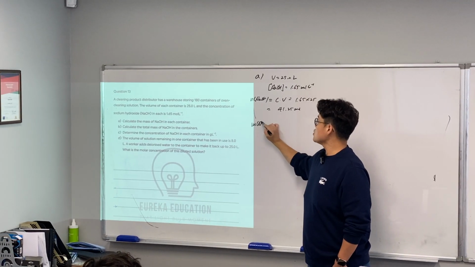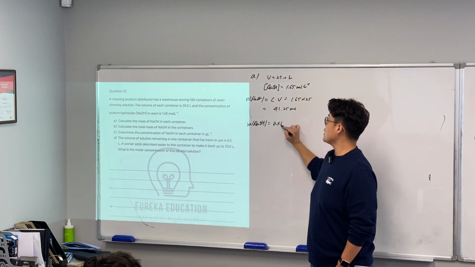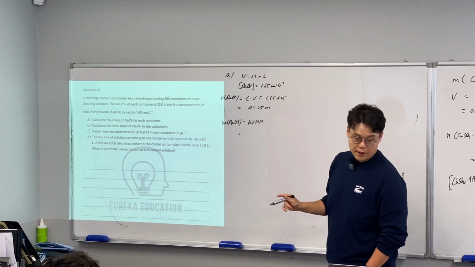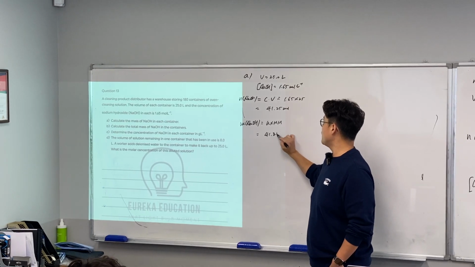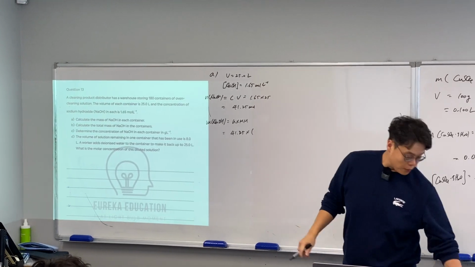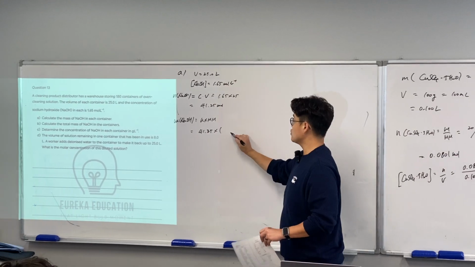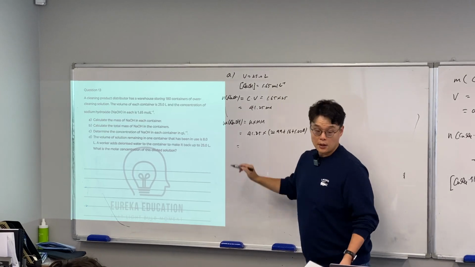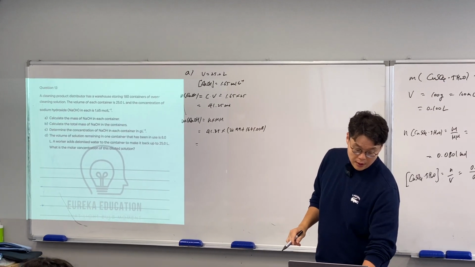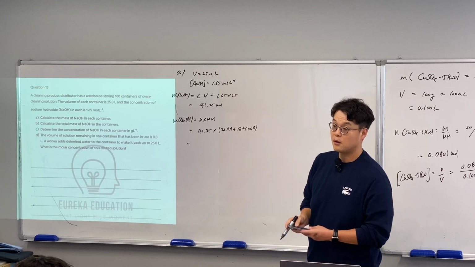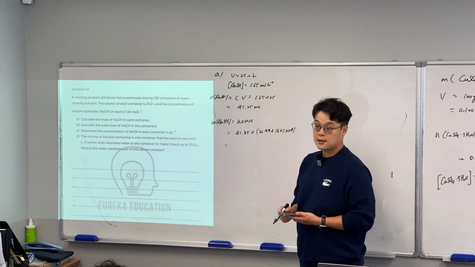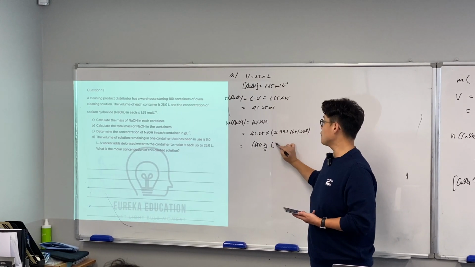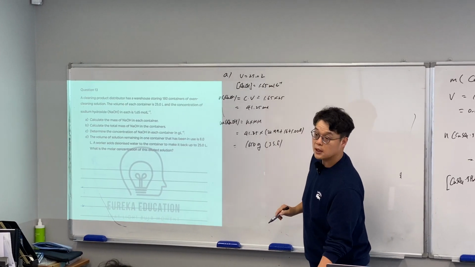The mass of the sodium hydroxide would be n times the molar mass. That would be 41.25 times, sodium is 22.99, so 22.99 plus 16 plus 1.008. You're to get approximately 1,650 grams, in 3 significant figures. Yes, the significant figures matter too.